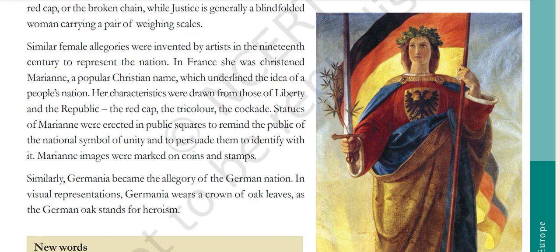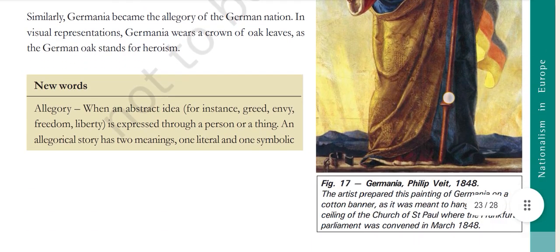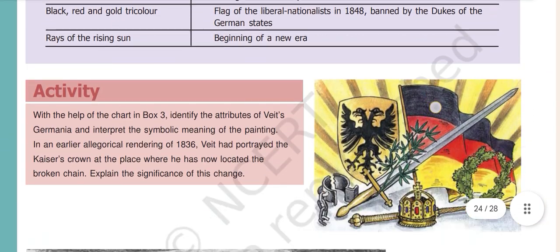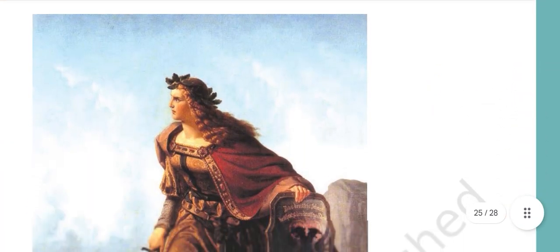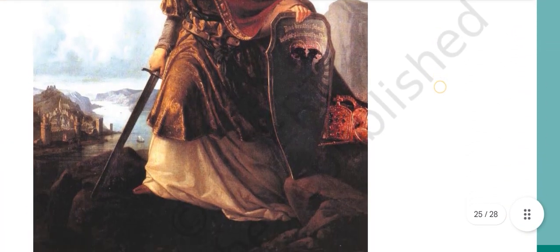Similarly, Germania became the allegory of the German nation. In visual representations, Germania wears a crown of oak leaves, as the German oak stands for heroism. Here you can see a picture of Germania.